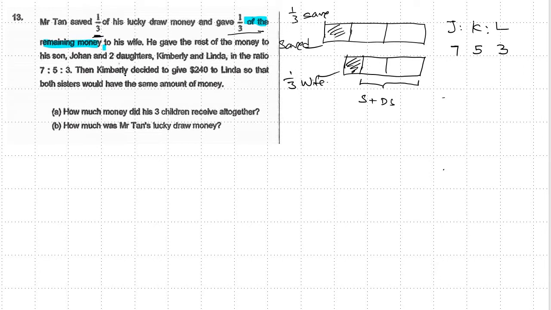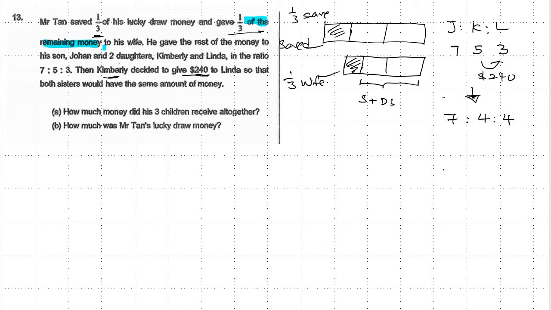Okay, but then it says that Kimberly decided to give $240 to Linda. Kimberly gives $240 to Linda, so they will then have equal amount of money. So after Kimberly gives, the ratio will become 7, 4, 4. How do I find it's 4, 4? Because 5 plus 3 is 8, 8 divided by 2 is 4. So then they will have equal amount.